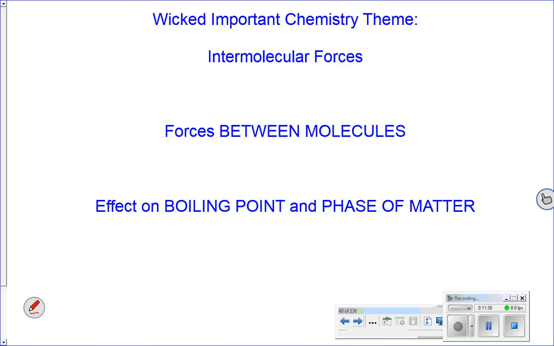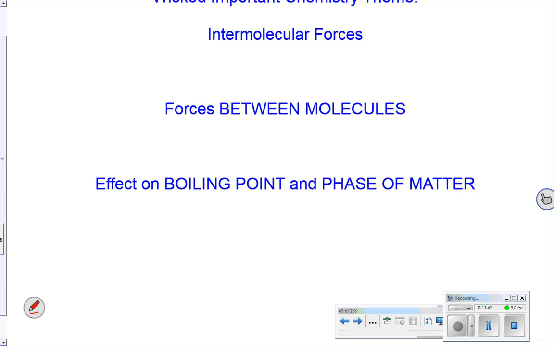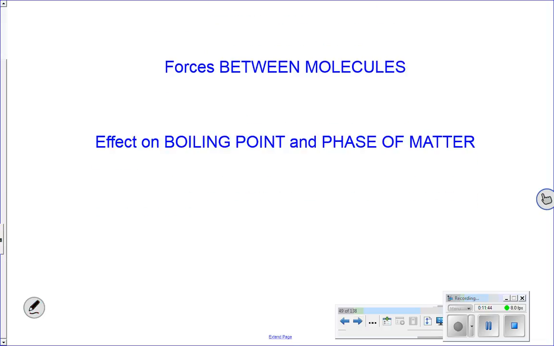So hydrogen bonding is responsible for the very high boiling point of water and the fact that water is a liquid at room temperature. Very important chemistry theme. Intermolecular forces are forces between molecules. They affect boiling point and phase of matter. Here's the deal, so we'll make a continuum for you.